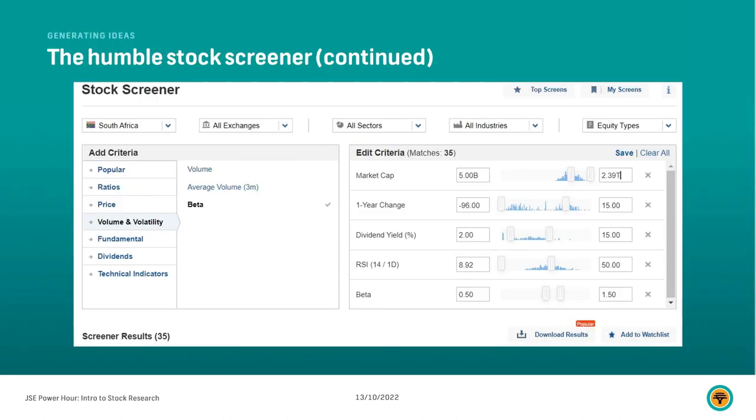So what do I use? What I have here is the humble stock screener from investing.com.